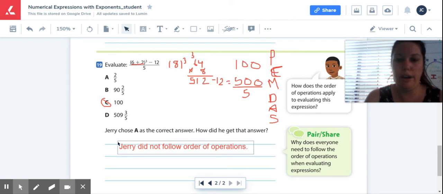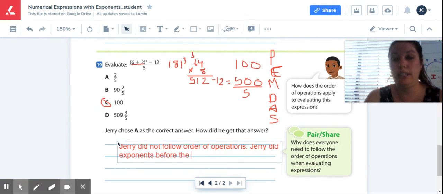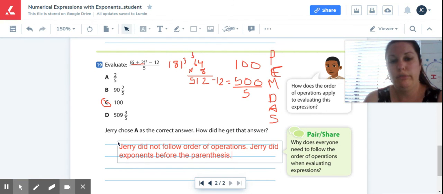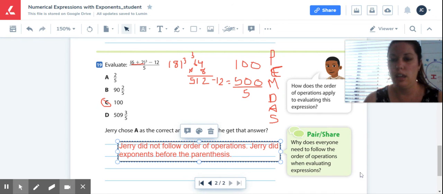So Jerry did exponents before the parentheses. So he did 2 cubed, and then he added that to 6, and then he subtracted 12. So that's how he got 2/5. Gotta follow our order of operations, you guys. That's why we know PEMDAS, okay? Follow our order of operations.